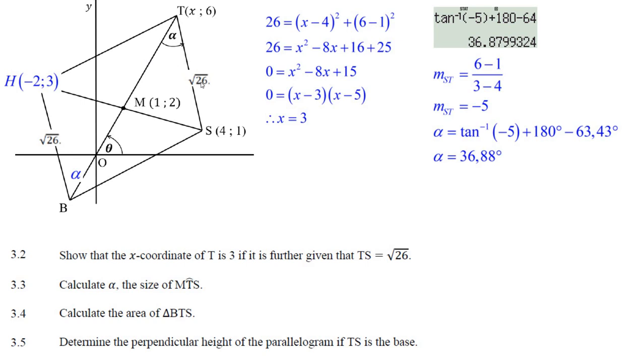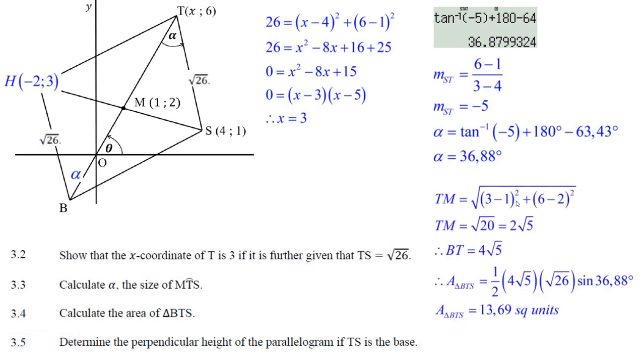Well, we've got one side, root 26. How can we get this side? Well, let's find the distance TM. Because it's a midpoint, if we double it, we'll get the whole distance BT. So just use the distance formula to get TM. So you go 3, subtract the x coordinates, subtract the y coordinates, square them and add them. You get root 20, which is 2 root 5. But that's TM. If you double it, you'll get the distance all the way from B to T, 4 root 5.